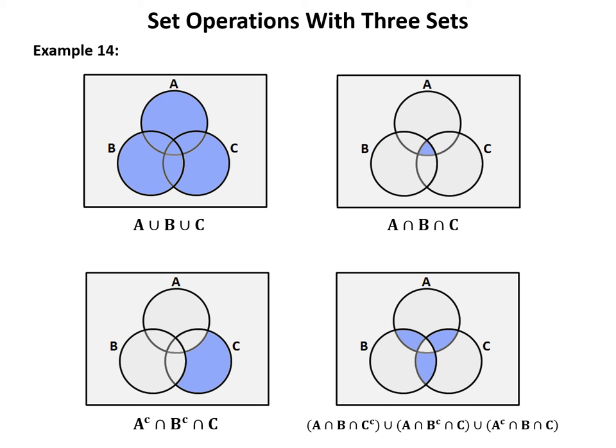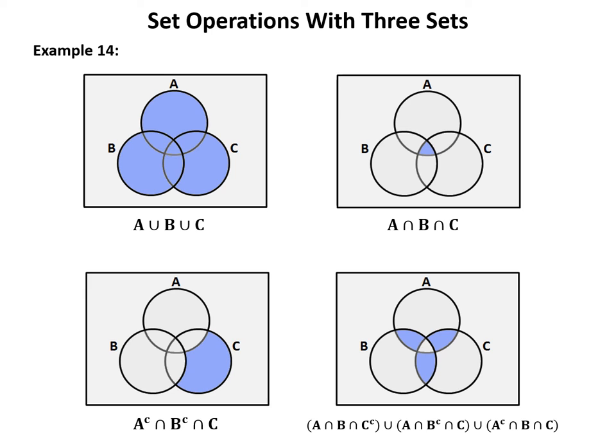So what we see, the blue shaded area is actually the combination of three separate pieces, or three separate areas together, each of which corresponds to one of the brackets. So the first bracket is everything that's in A and in B and not in C.